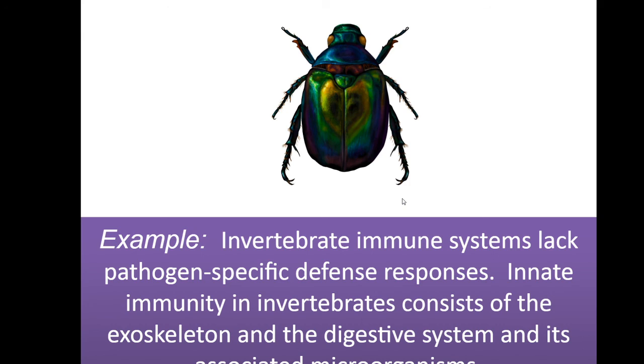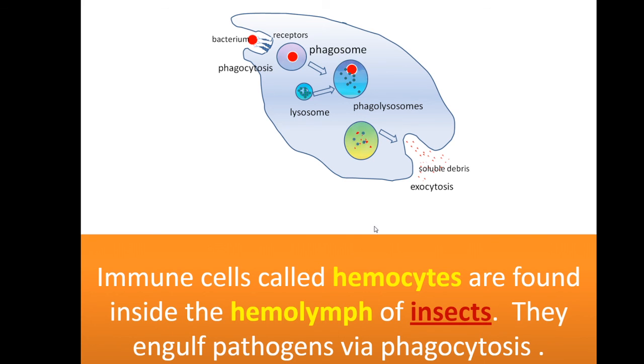So when you take a look at this beetle, it doesn't matter what starts to infect it. It will always respond the exact same way. So let's talk about how that works. When we're taking a look at insects, what we're really talking about are specialized cells that exist in their fluid. Now, their fluid is called hemolymph. They don't really have blood. If you've ever noticed, if you step on a bug, there's no blood.